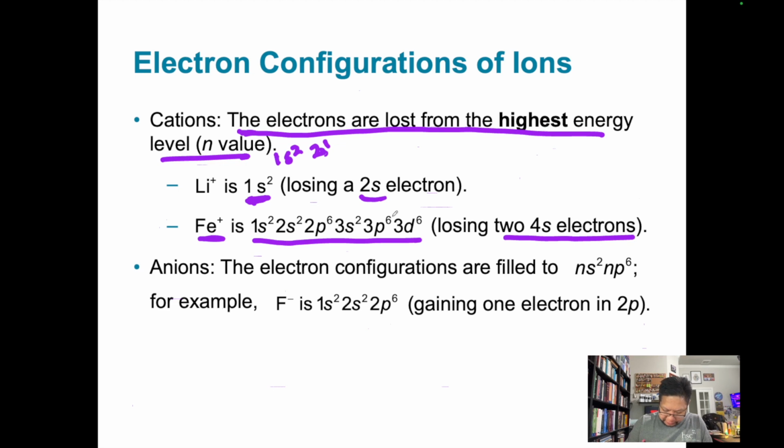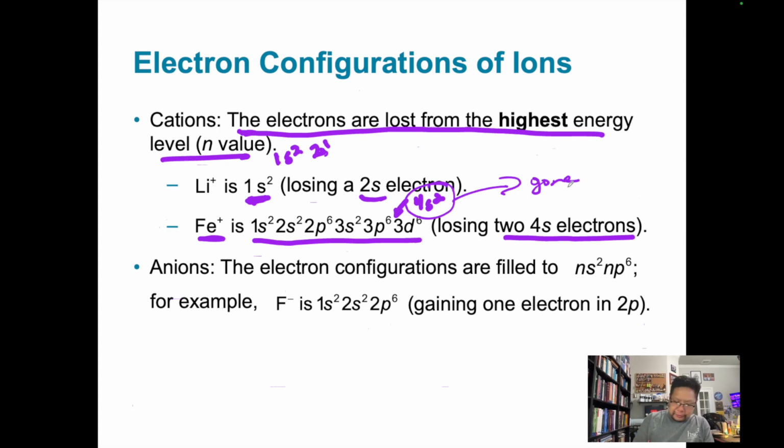The two 4s electrons actually fit right between here and here. It used to say 4s2 right there, but those are the two that iron lost. They've gone to some nonmetal, and so now that's iron 1 plus, and that's its new electron configuration.